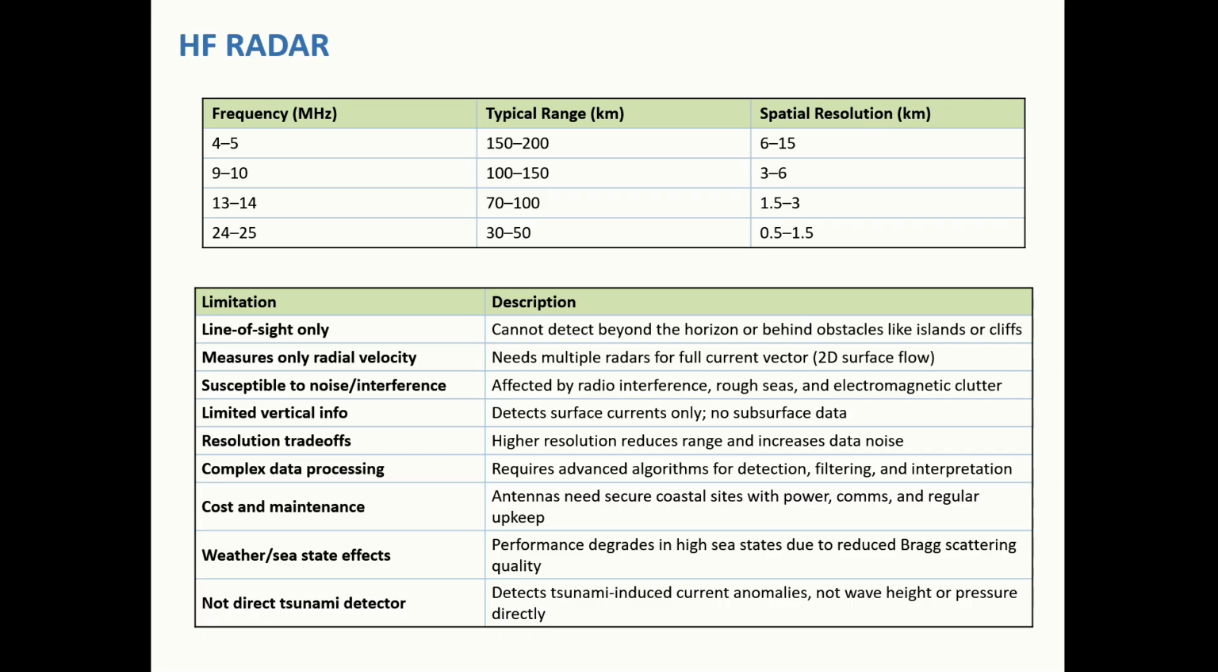And then we have HF, high-frequency radar. High-frequency radar can have a longer range, about 100 to 200 kilometers, which is very good, but then the spatial resolution goes down.